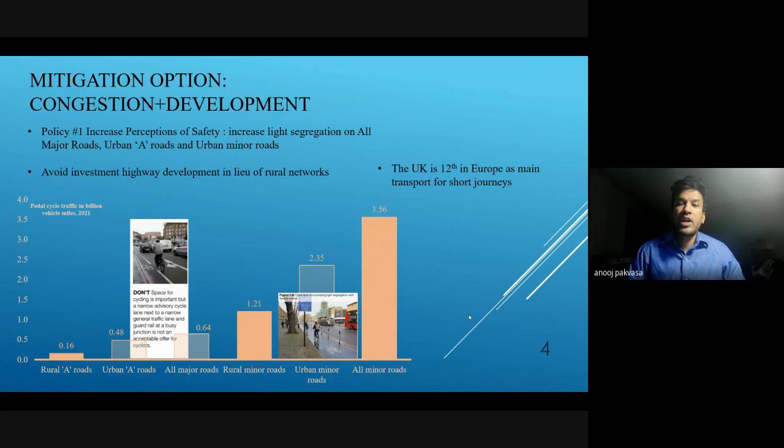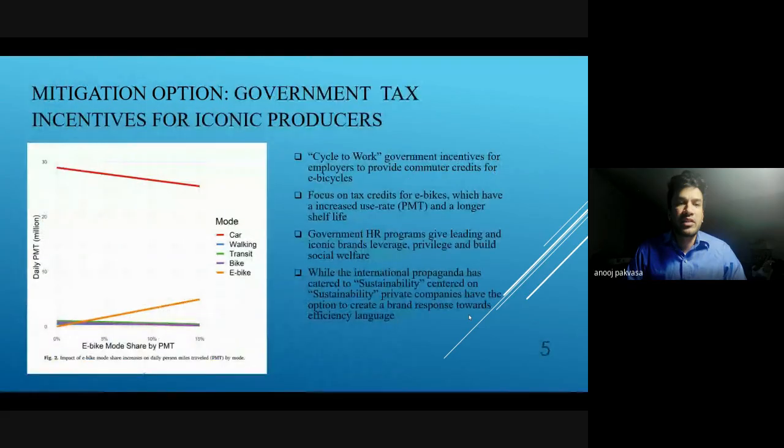The UK is 12th in Europe for bicycle as main transport for short journeys. The word danger is prevalent in UK culture and society around bicycles. So by changing that perception, you can mitigate the congestion.